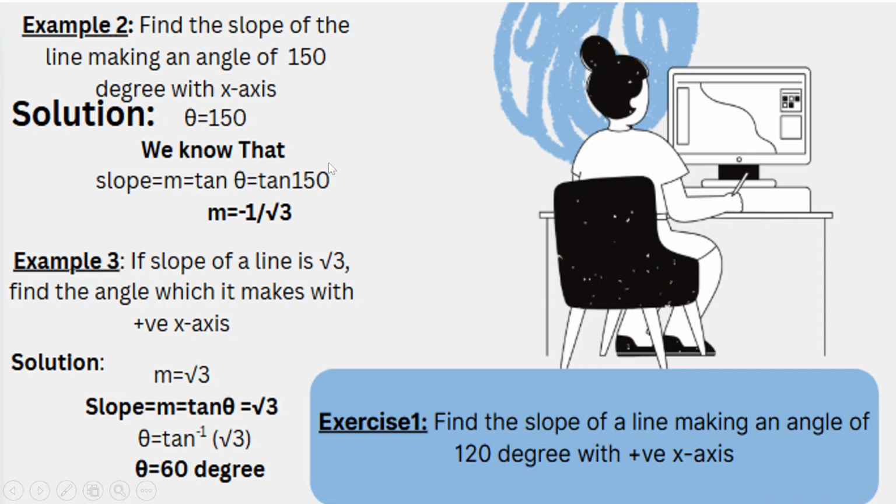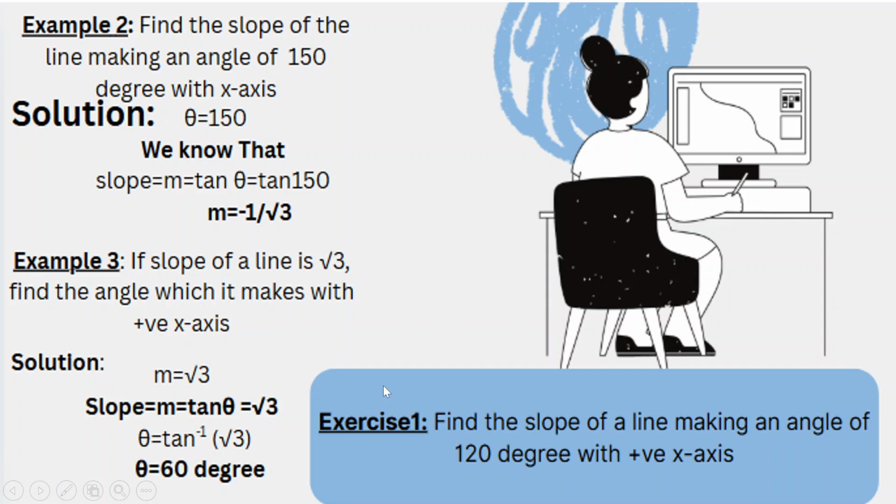Now the third example: we are given the slope of the line, which is square root 3, and we are asked to find the angle which it makes with the positive x-axis, so we are asked to find theta. In this case m is equal to tan of theta, and it is square root of 3. Theta is equal to tan inverse square root 3, which is equal to 60 degrees. Tan gives the value of square root 3 if we put theta equal to 60 degrees, so the angle which the line makes with the positive x-axis is 60 degrees in this case.